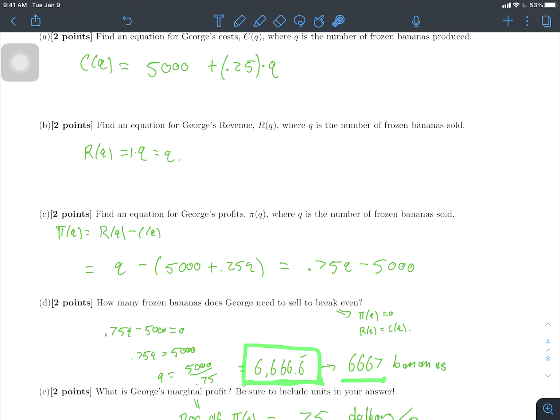The way I decided on 6,667 was not simply by rounding this number, but by thinking, well, if I sell 6,666, then I still have a small loss. And if I want to talk about how many bananas I need to sell to break even, it should be the first one for which I pass zero profit.